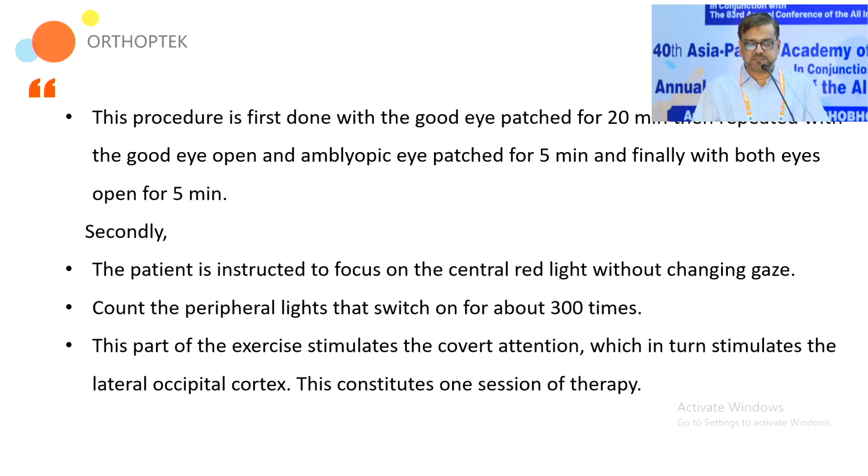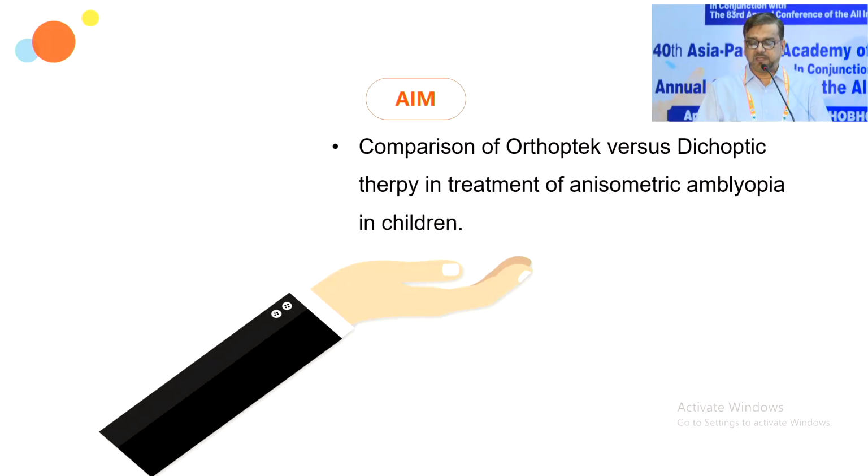Secondly, the patient is instructed to focus on the central red light without changing gaze and count the peripheral lights that switch on, about 300 times. This part of the exercise stimulates covert attention, which in turn stimulates the lateral occipital region. This constitutes one session of therapy.